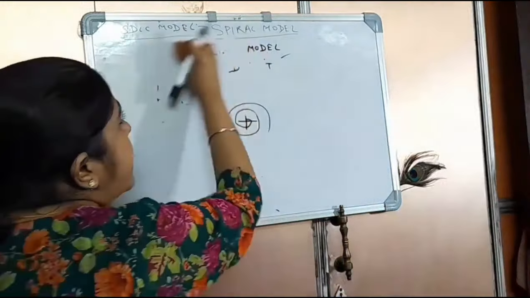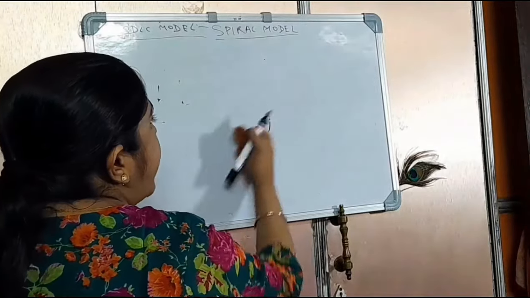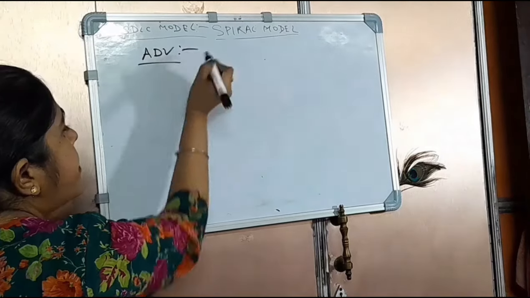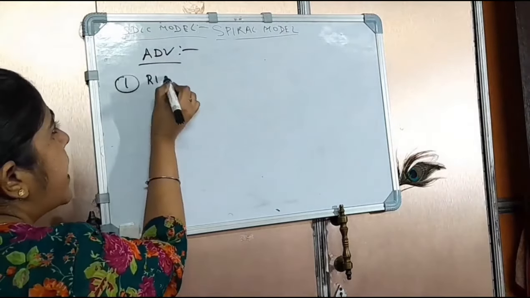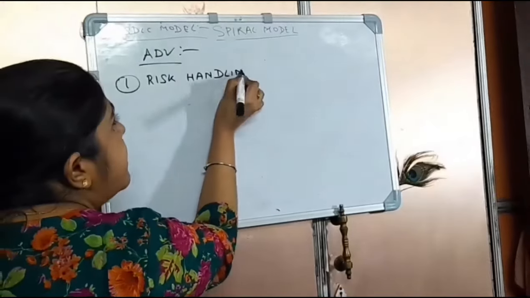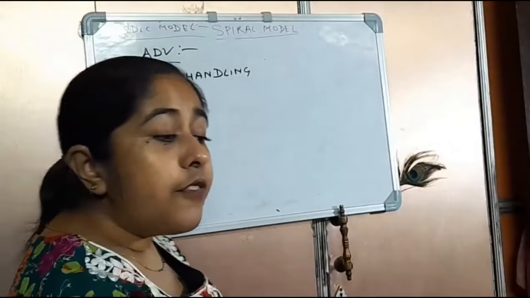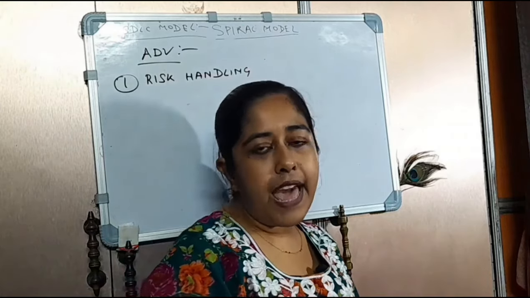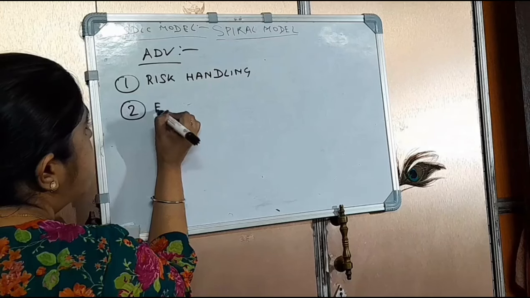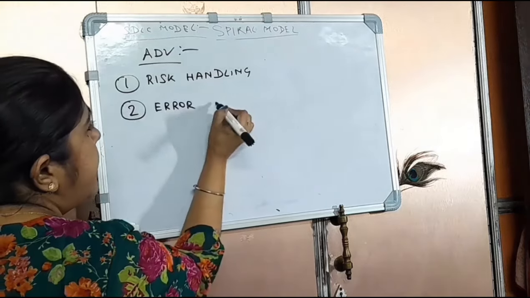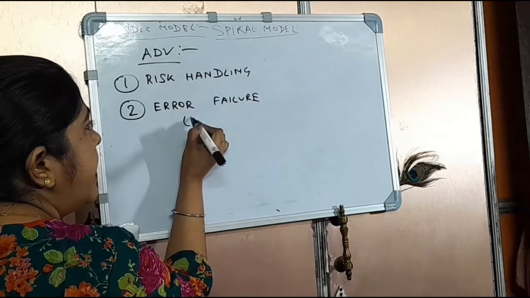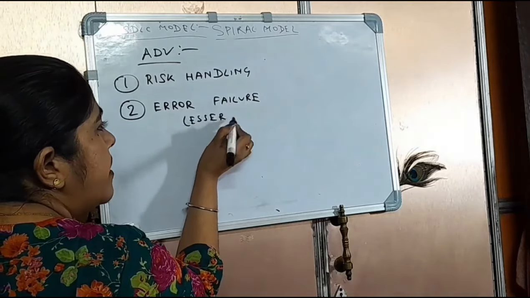Now what are the advantages and disadvantages of this spiral model? What are the advantages? The first main factor is risk handling. Risk handling is done in this particular model. If you are handling the risk and you have the interaction of your customer, then the chances of error or the chances of failure are much lesser than in other models.